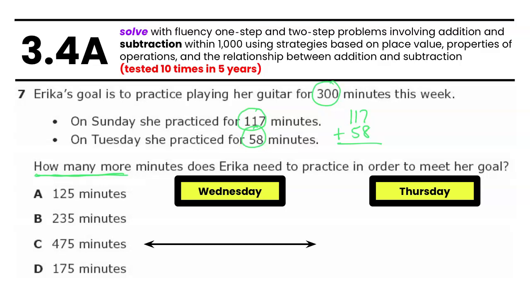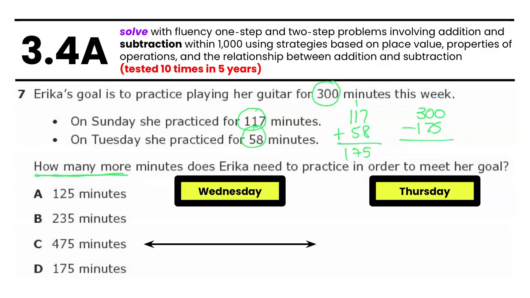And so if we add here, this would be 5, we would carry the 1, that would give us 7, and then 1. So 175 is the number of minutes that she practiced on Sunday and Tuesday. Then we're going to figure out the difference between 300, which was her goal, and 175, which she's already done. And so 300 subtract 175 is what we're trying to solve in this particular problem.